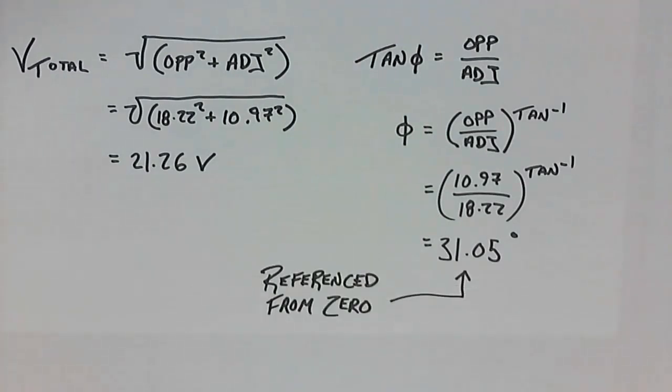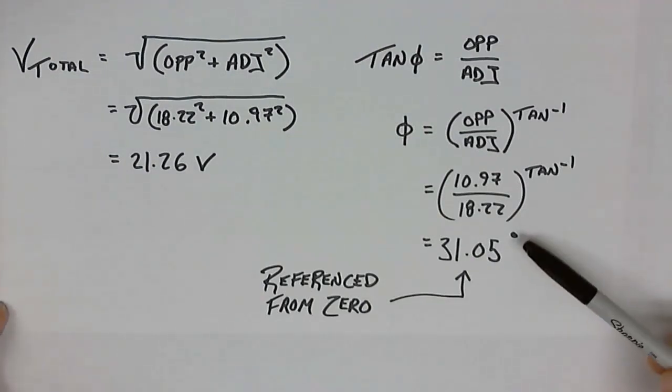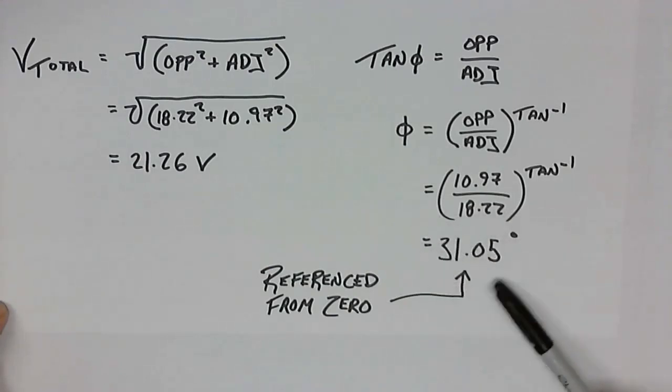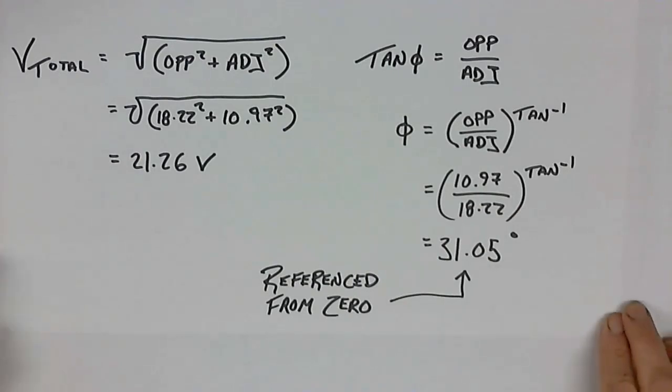Now this angle is referenced from 0. So when we plot this, 31.05 degrees is referenced from 0. Depending on the vectors or the phasors you're adding together, this angle might come out negative. So it's important to realize that it is referenced from the 0 mark on your phasor diagram.